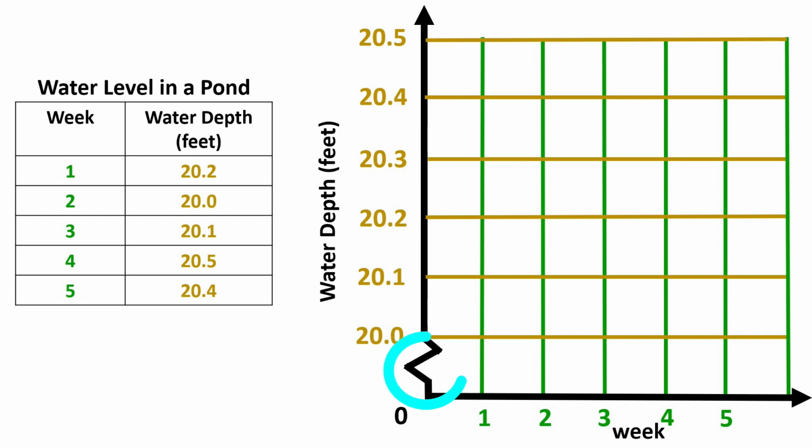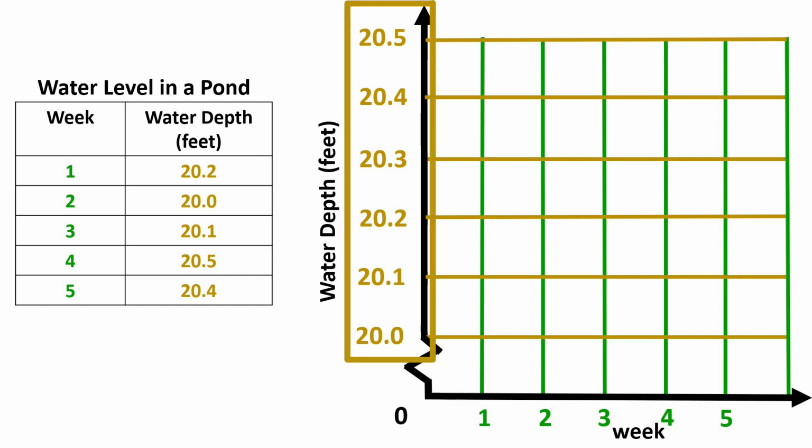The zigzag line means that many numbers are missing between 0 and 20.0. We often use a zigzag line when we want to just focus on a specific range of numbers. In this case, we want to focus on water depth that is between 20.0 and 20.5 feet.